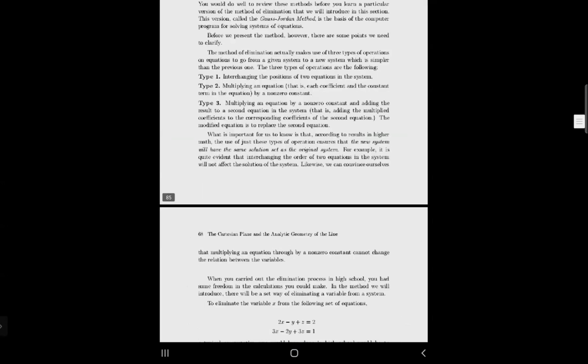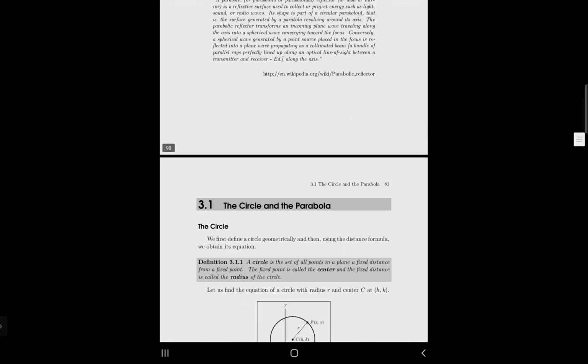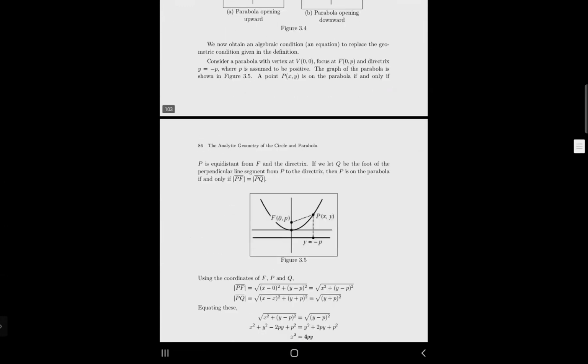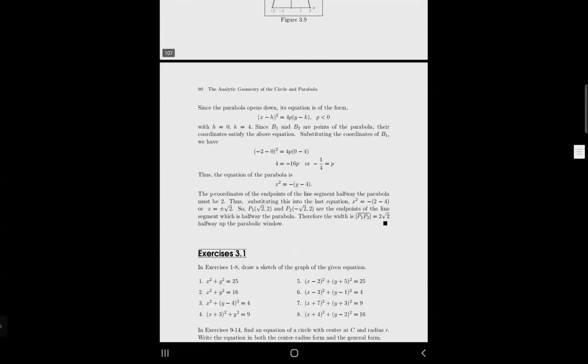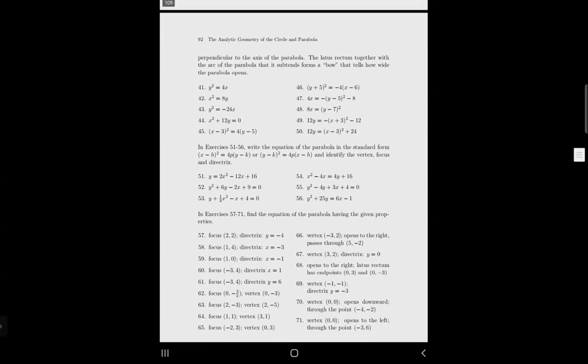Pakita ko nga yung problem na yun. Doon yun sa binigay ko na exercises, I believe. Pinakasama yung parabolas. Ito. Ah.